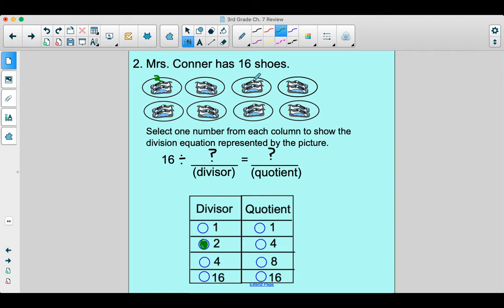So 1, 2, 3, 4, 5, 6, 7, 8 groups. So I think that's going to be it. Let's check and make sure. 16 divided by 2 equals 8. Is that true? The answer to that is yes.